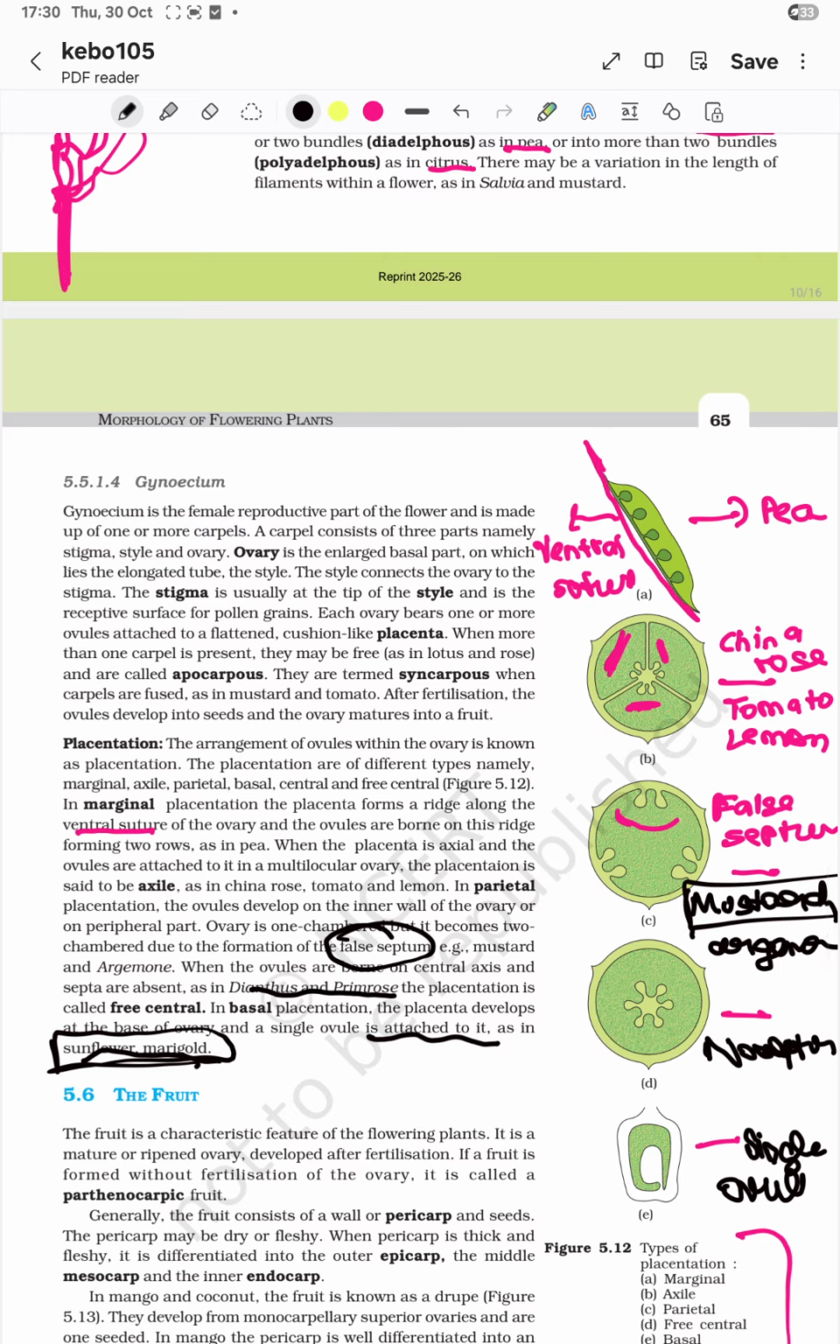Another thing, there is apocarpus, syncarpus. Apocarpus meaning free, syncarpus meaning fused. Mustard is syncarpus, tomato is syncarpus, lotus and rose are apocarpus. So you can remember this. That is, in rose, there are more than one carpels. There are more, so it is free.